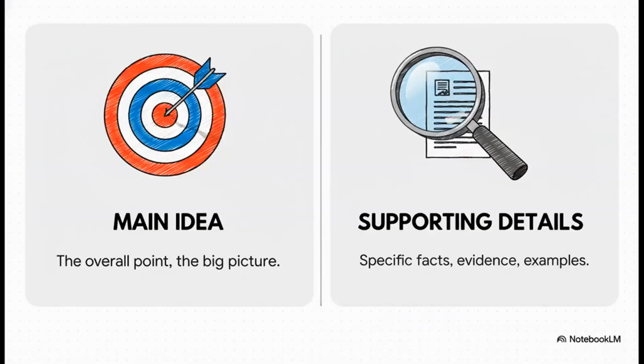This is where you make the core concept crystal clear. The main idea is the big what. What's the author's main point? The supporting details are the clues, the evidence, the how or the why. How are they proving it? Making this distinction is absolutely key.